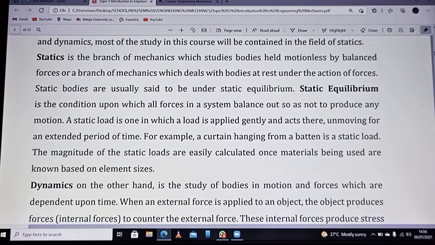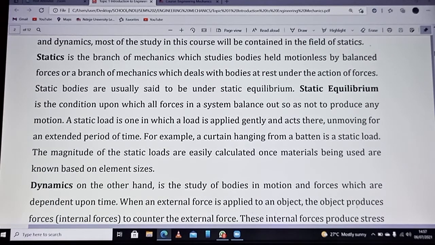So these are some of the things we are going to be looking at. The interest is going to be static equilibrium. Static equilibrium is all about knowing that if we are looking at a three-dimensional problem, which means we have a problem where we are supposed to check for equilibrium in the x-axis, in the y-axis, and in the z-axis.